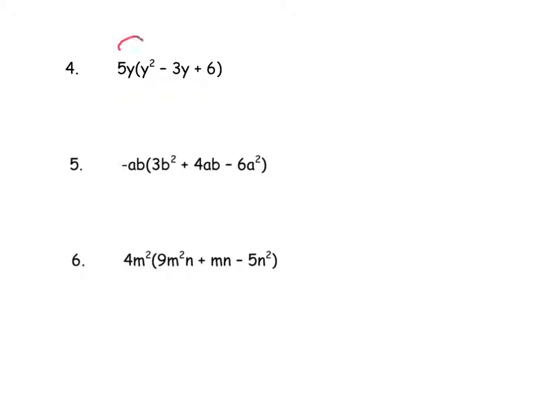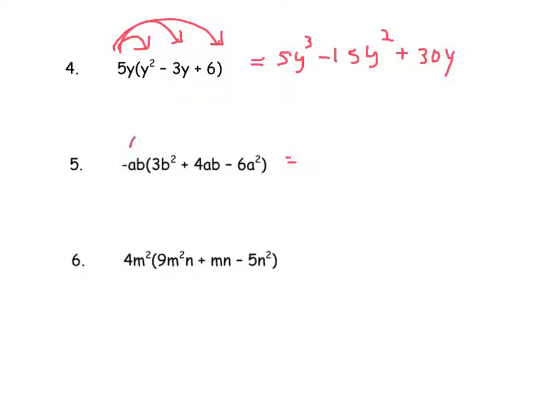Alright, so I'm going to multiply the 5y times everything inside. So I get 5y cubed, then I get -15y squared plus 30y. Multiply the coefficients, add the exponents.